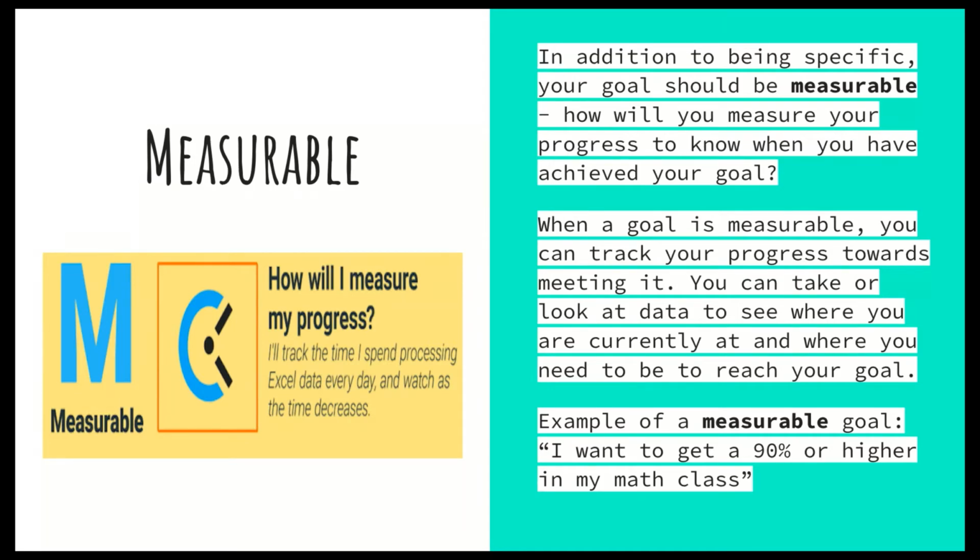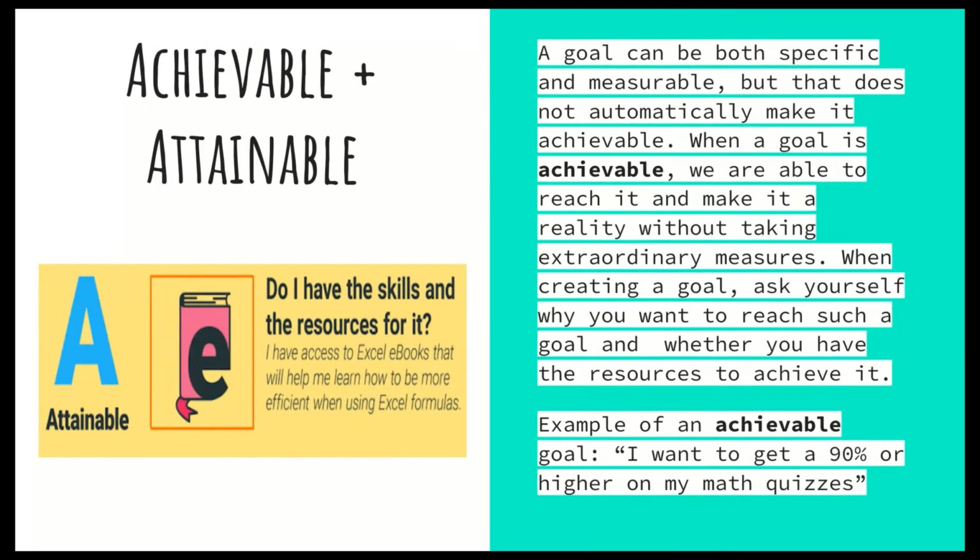I'm going to make it measurable, okay? So not only do I want to improve my grade, I want to get a 90% or higher in my math class. That's measurable. I can look at my grade and say, all right, I'm at a 75. I need to really up the ante if I'm going to meet 90%, okay? That's at least a 15% increase that we need to account for, whether it's through our quizzes, our assignments, etc. All right.